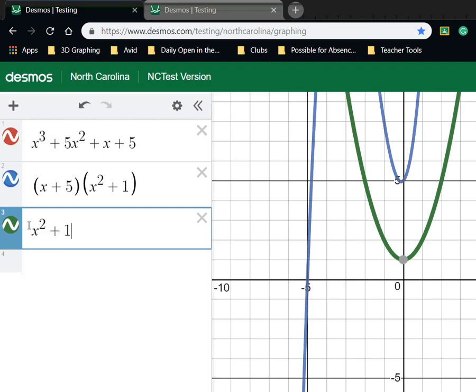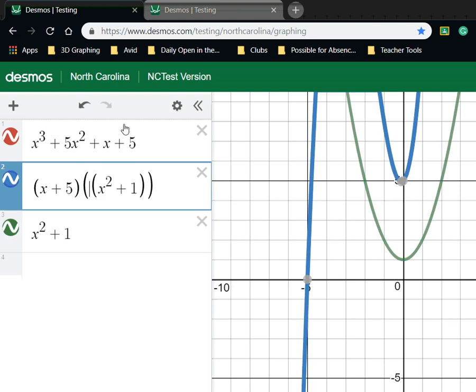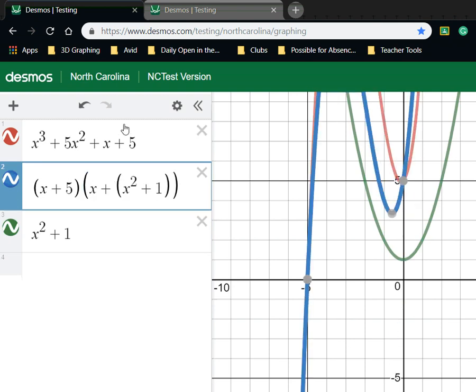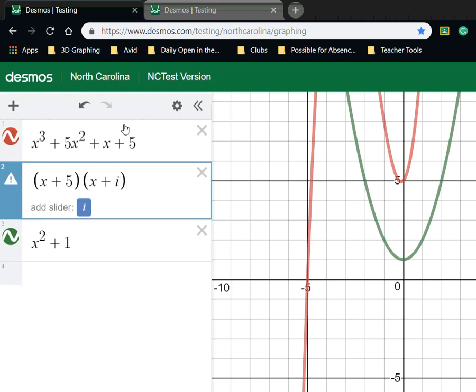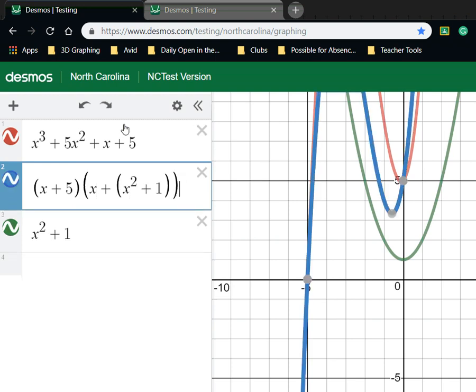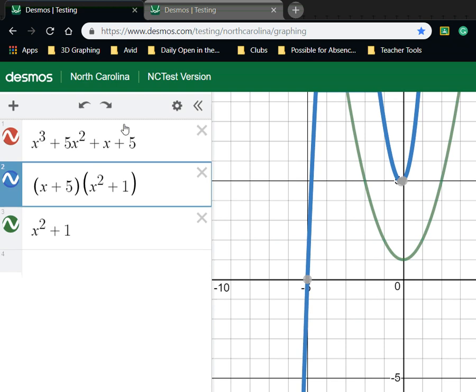Just out of curiosity, will Desmos recognize this? No. Okay, so it's wanting to treat i as a variable. So when it comes to graphing these things, that's as far as you can take this graph. You're not going to be able to take it any further. But we can still use that information to help guide us to the final answer.